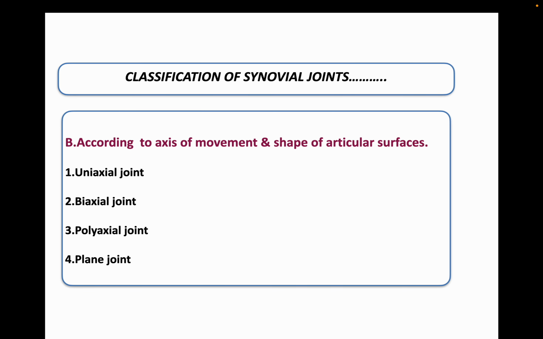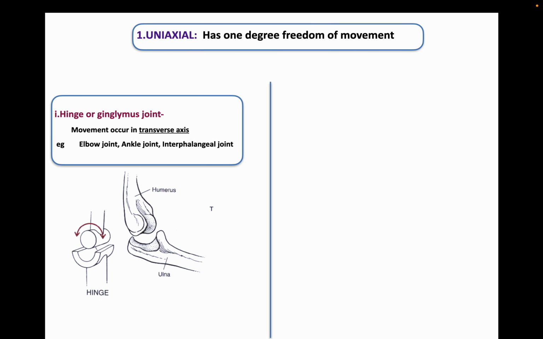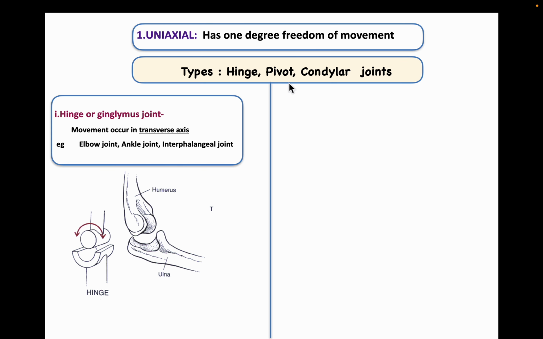Now next is the classification according to the axis of movements and shape of the articular surfaces. It may be uniaxial, biaxial, polyaxial or plane joints. Coming to the uniaxial, they have 1 degree of freedom of movement. Examples are hinge or ginglymus joints, where movement occurs in the transverse axis: elbow joint, ankle joint, interphalangeal joint. These are the varieties: hinge, pivot, condylar joint.